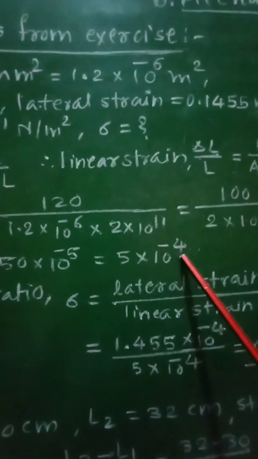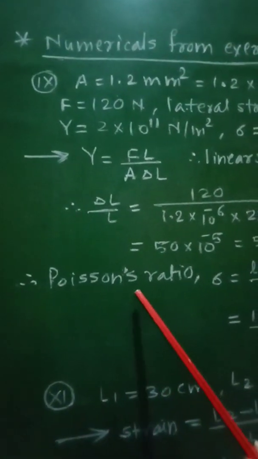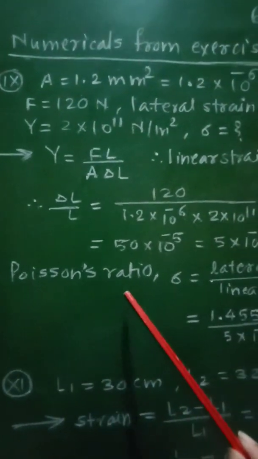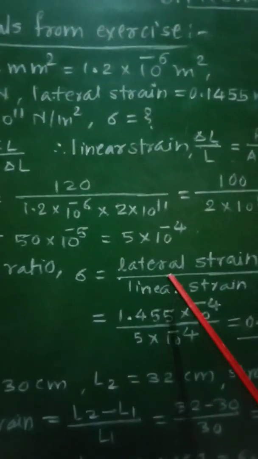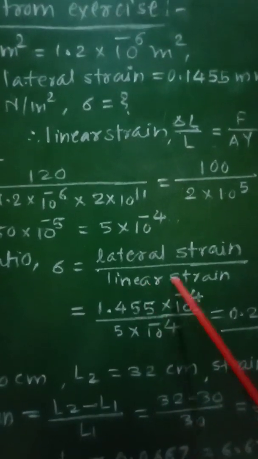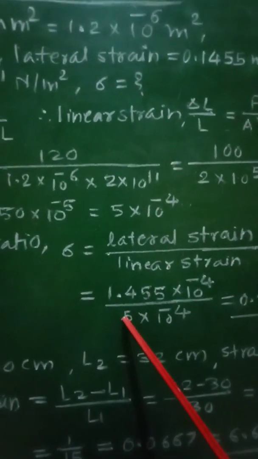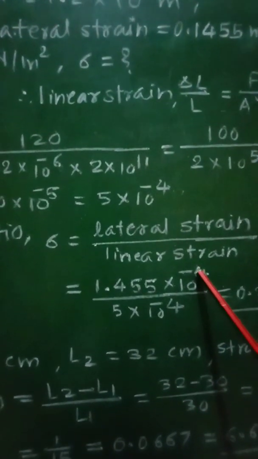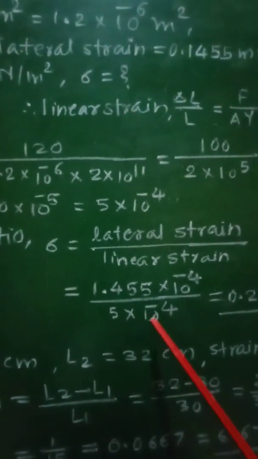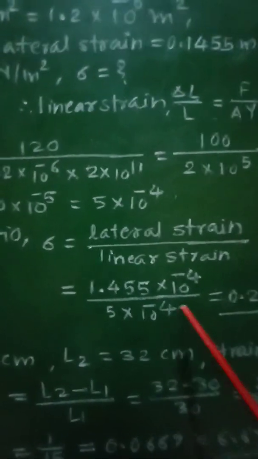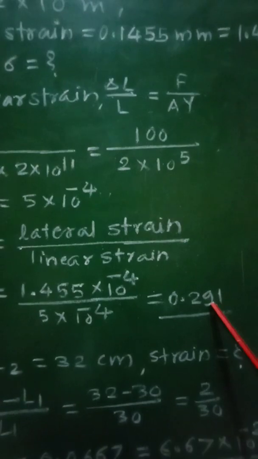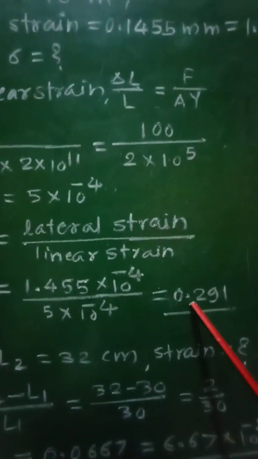Now Poisson's ratio is the ratio of lateral strain to the linear strain, and therefore Poisson's ratio sigma will be equal to lateral strain upon linear strain, that will be equal to 1.455 into 10 raised to minus 4 divided by 5 into 10 raised to minus 4, which comes out to be 0.291, which is the required answer, that is Poisson's ratio equal to 0.291.